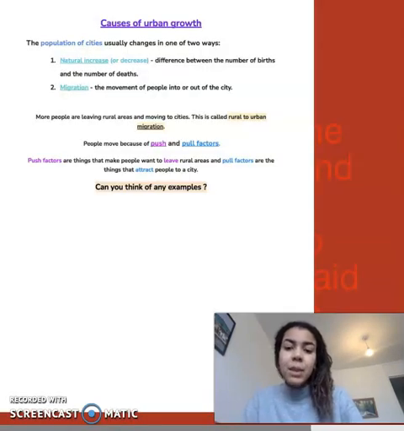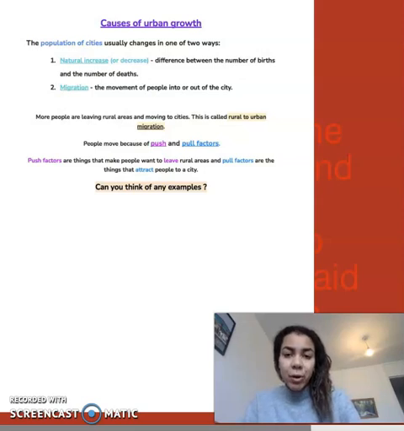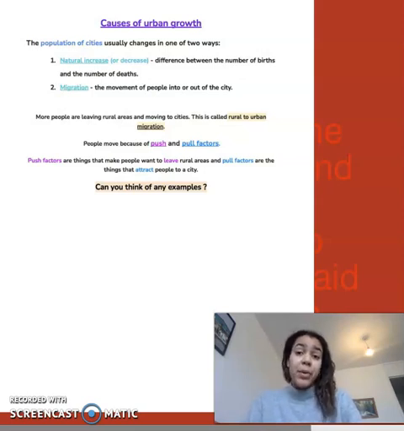So, the population of cities usually changes in one of two ways. So we have natural increase or decrease. So this is kind of the difference between the number of births and the number of deaths. And we also have migration. And we know what migration is. It's the flow of people in and out of the city. So more and more people are wanting to leave rural areas, so the countryside areas, and move to cities. And this is called rural to urban migration. I want you all to repeat back to me, rural to urban migration.